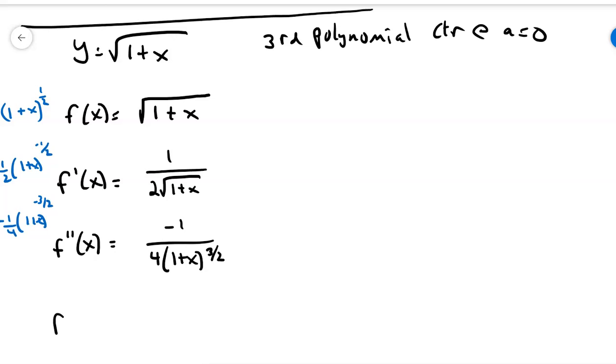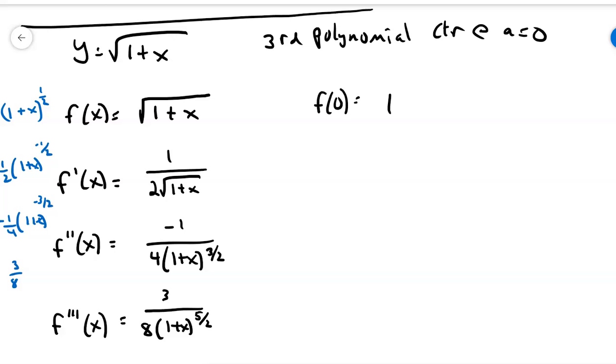If I differentiate that again, I'm going to end up with a negative quarter, 1 plus x to the negative 3/2. I kind of know where this is going, so I'm going to write f double prime equals negative 1 over 4 times 1 plus x to the 3/2, because I just brought it down to the bottom. And then the third derivative is going to be positive 3 over 8, and then that 1 plus x will be to the 5/2.